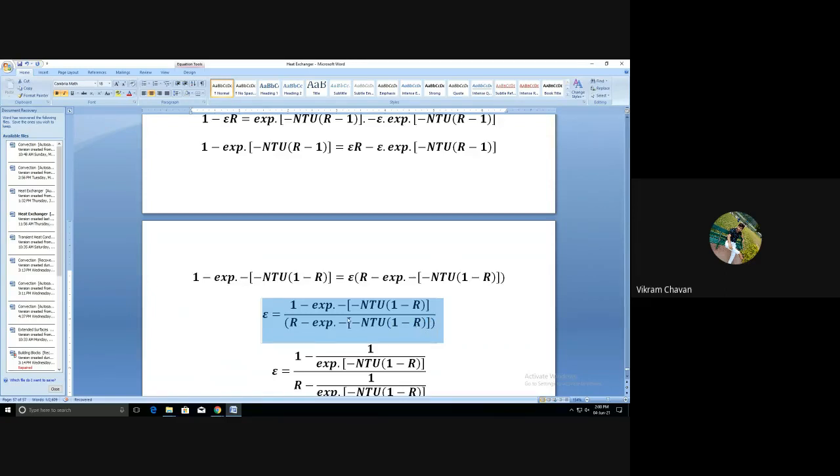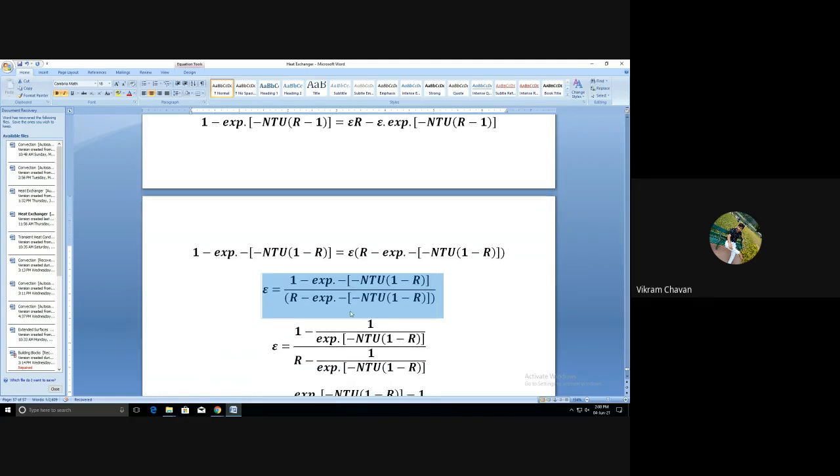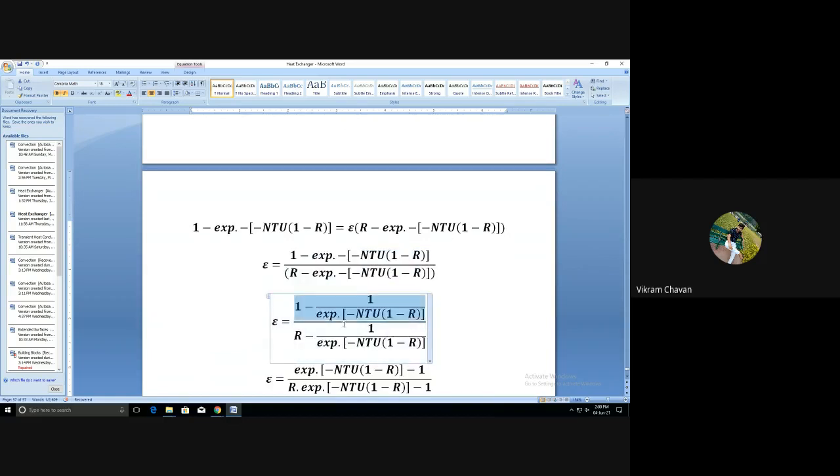Then exponential of minus x, that is e raised to minus x, will become 1 upon e raised to x. In a similar fashion we have converted exponential of minus bracket as 1 upon exponential of bracket.